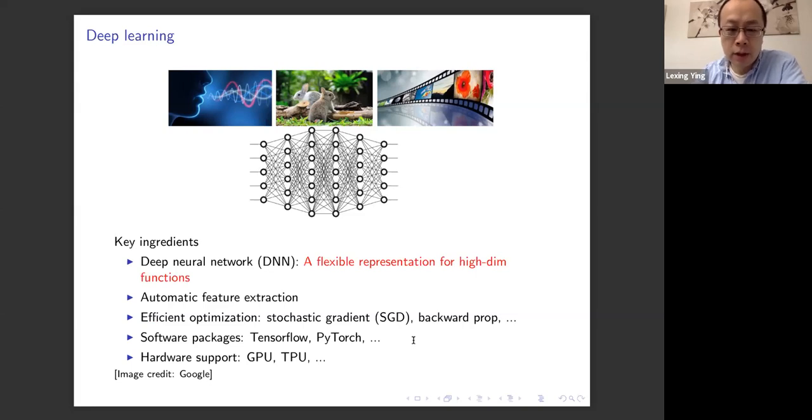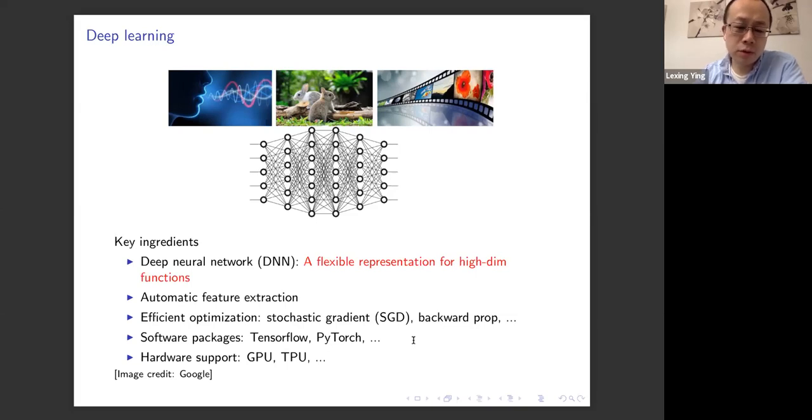Other things which help quite a lot for the success of deep learning is that this structure allows you to do automatic feature extraction. Compared to traditional machine learning methods, where in many cases people have to engineer features into the architecture by themselves by hand, here this hierarchical or layered architecture allows you to learn the features, especially through the first few layers.